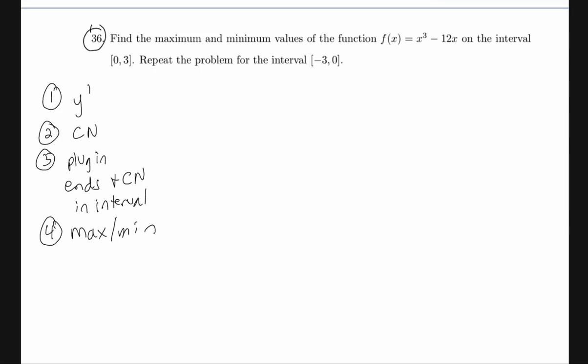Now, 36 asks you to find the maximum and minimum values on 2 different intervals because they're trying to show you that sometimes there are some values that are excluded because they're not in the interval. Let me show you what I mean.